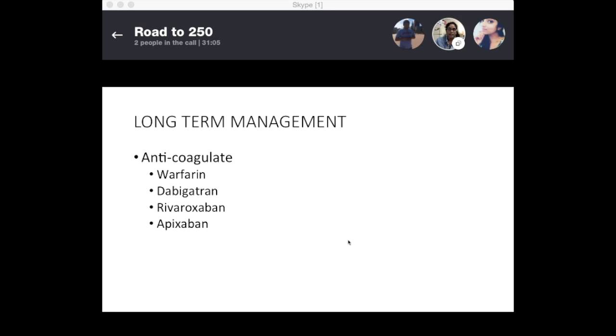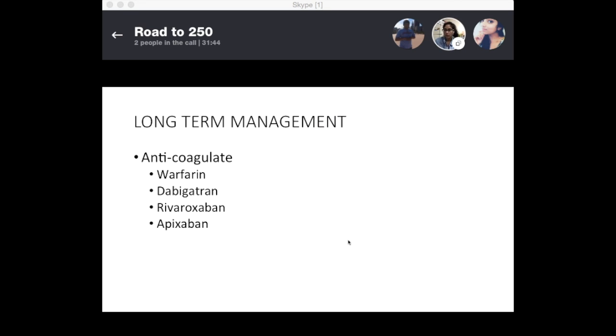And then lastly, the long-term management after we've stabilized them is anticoagulation. This would be with warfarin, dabigatran, rivaroxaban, or apixaban. Warfarin downsides are that you have to check their levels, check their INR. And the therapeutic index takes about 5 days to get there. And warfarin is highly risky in terms of hemorrhage, so bleeding out.